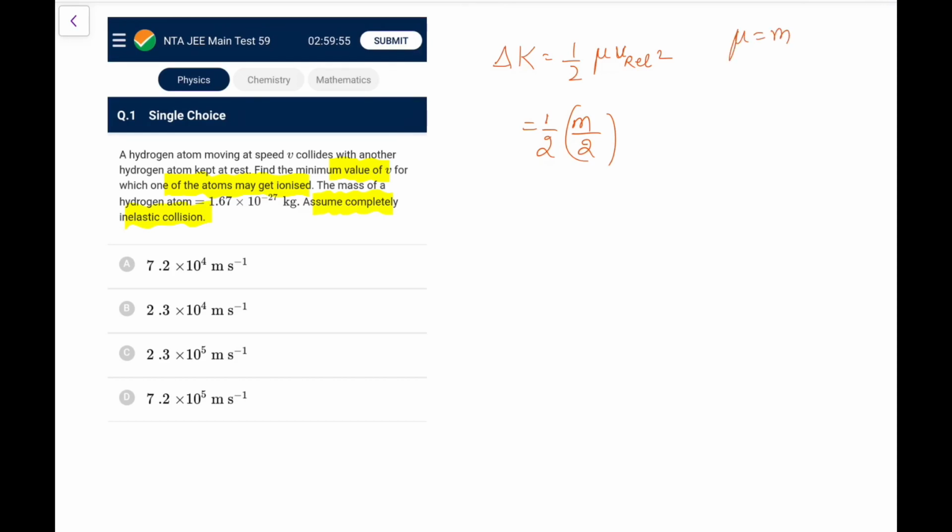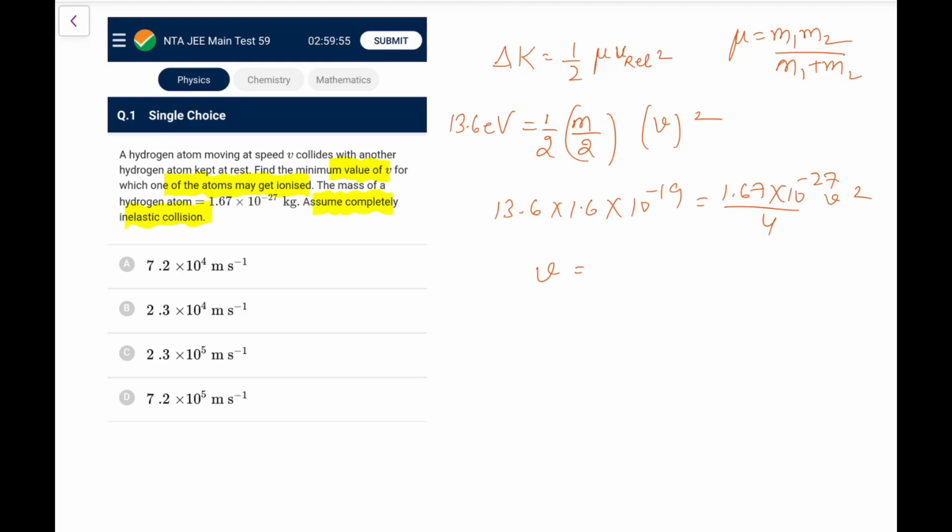You remember mu is equal to m1 m2 over m1 plus m2, or you can derive it by the basic momentum equation, and the result will come out the same. u relative is v, so this should be equal to the ionization energy, which you know is 13.6 eV for a hydrogen atom. Converting into SI units, with m as 1.67 into 10 to the power minus 27, we get 13.6 into 1.6 over 1.67 into 10 to the power, by 4 into v square. So the value of v comes out to be 2, taking 4 common. This whole will become 8.